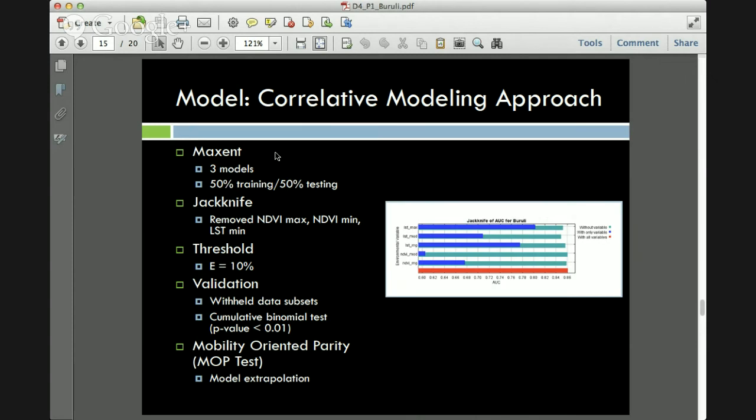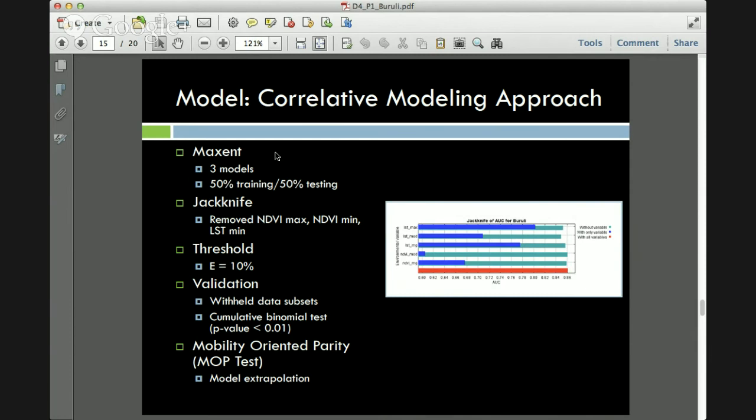but also to see which variables were contributing to the model performance the most. And in this case, the land surface temperature data variables seem to be the major drivers of the model, especially maximum land surface temperature. We also thresholded our model with an error of 10%, and we validated our model using our withheld data sets. And in order to validate the model, we performed a cumulative binomial test, which predicted accuracy significantly better than expected by random, and we had a p-value of less than 0.01.